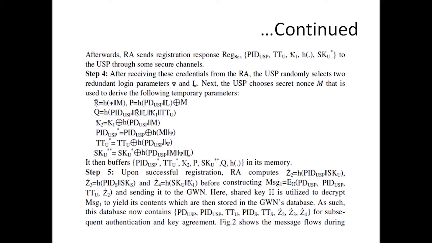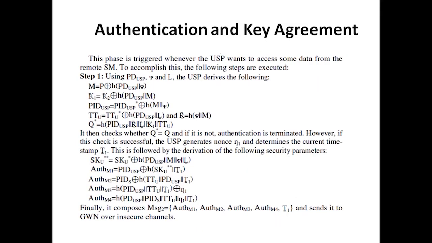In step 5, upon successful registration, the RA computes 3 additional parameters before it constructs the message MS1, which is then sent to the gateway node. At the gateway node, these parameters are buffered for the subsequent authentication and key agreement phase.